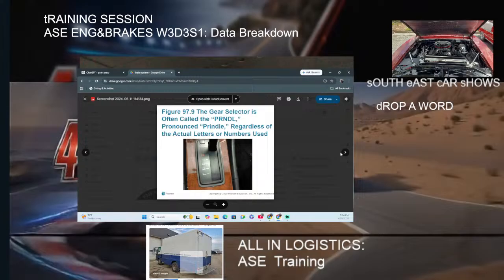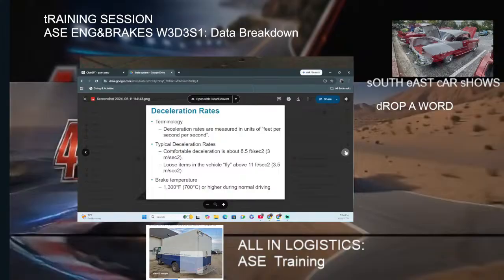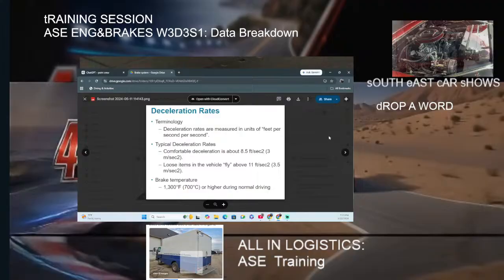The gear selector is often called the PRNDL, pronounced Prindle, regardless of analogy. Deceleration rates are measured in units of feet per second squared. Typical deceleration rates: comfortable deceleration is about 8.5 feet per second squared. Loose items in the vehicle fly about at 11 feet per second squared. Brake temperatures reach 1300 degrees or higher during normal driving.